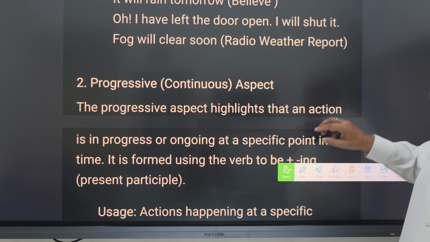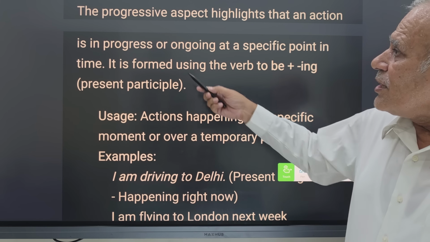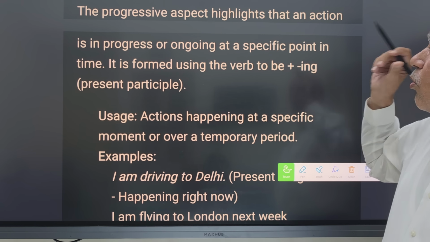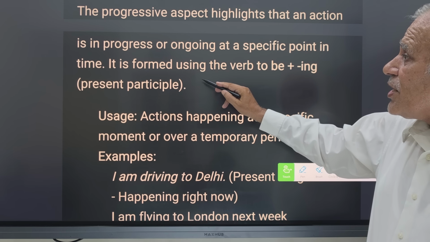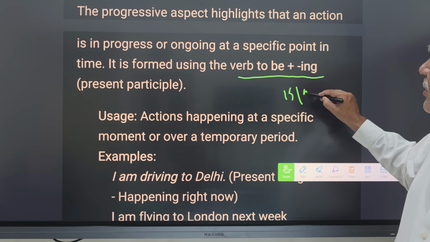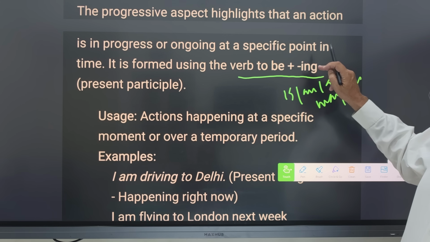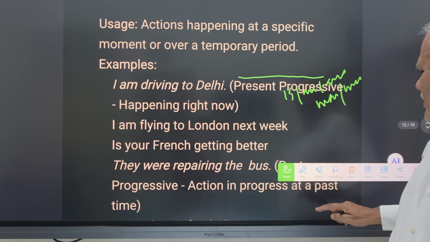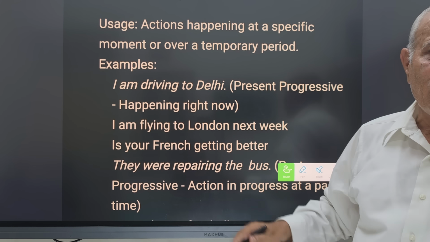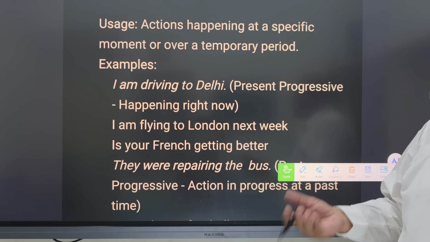So this is the first aspect, and we have given a few sentences on each event: past, present and future. Now we talk about the progressive, which is also known as the continuous aspect. This progressive aspect highlights that an action is in progress or ongoing at a specific point in time. It is formed using the verb to be, that is am, are or was, with what? ing, the present participle. Usage. What are the uses? Action happening at a specific moment or over a temporary period, at the time of speaking or in the past.